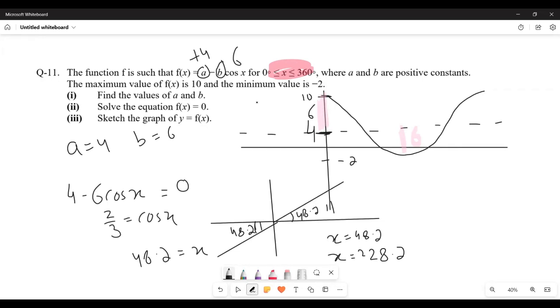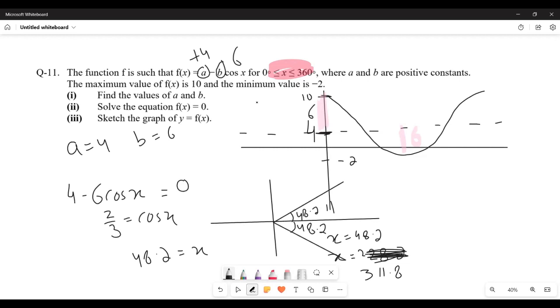Oh, cos was positive in the fourth quadrant. What did I do? Add sugar to coffee. So that's a big mistake. So the second answer should be 360 minus 48.2. What is that? 311.8. Yeah. Okay. So these are the two answers.